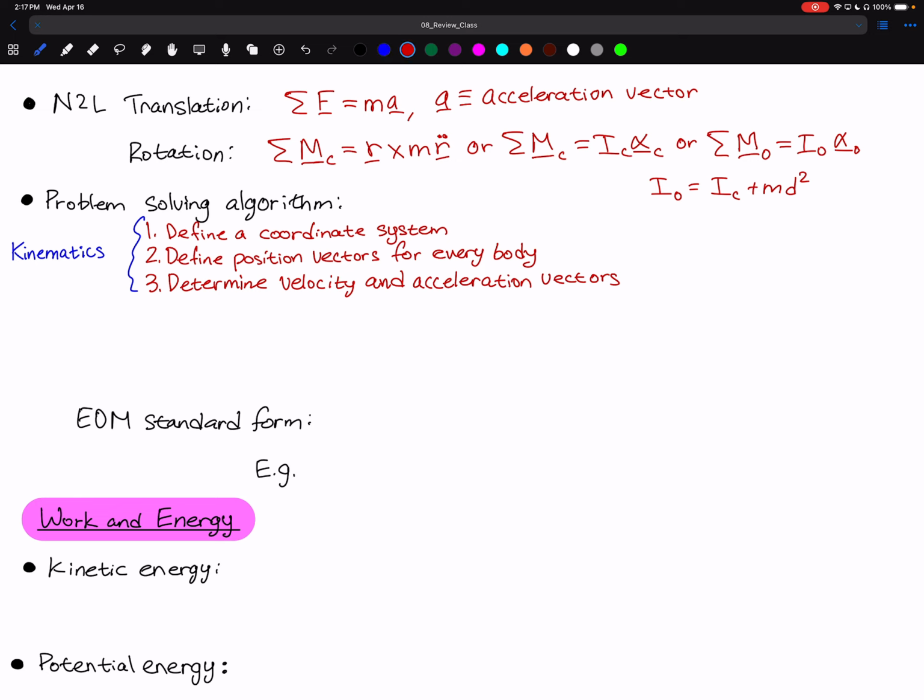After that, we would go and draw a free body diagram for every body. I'm just going to write FBD for free body diagram for each body. And if needed, we would break up forces into components depending on what we needed out of them.